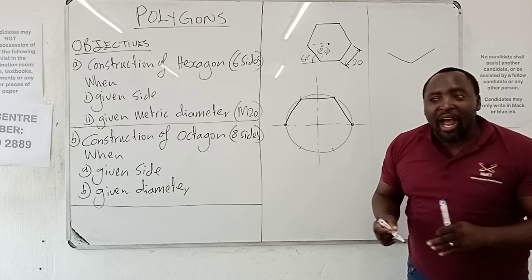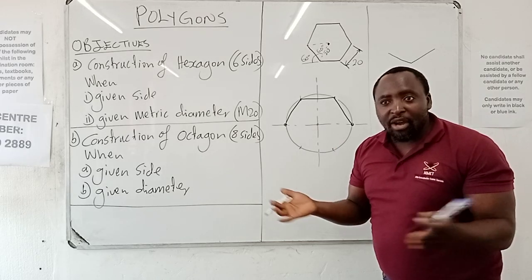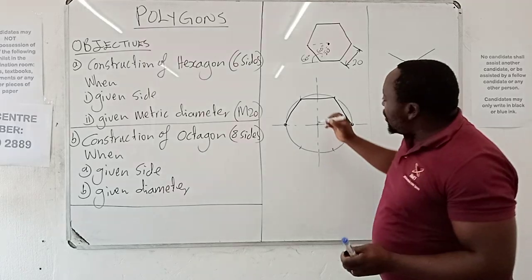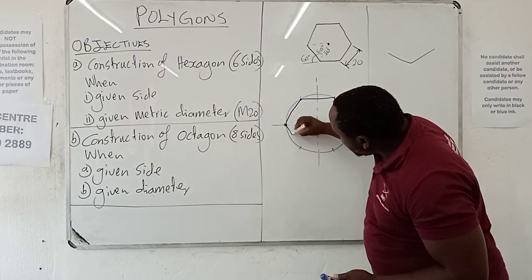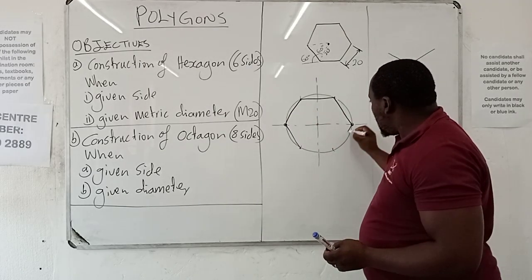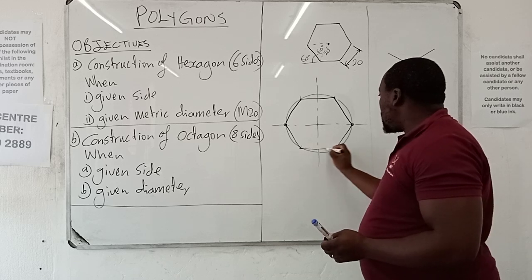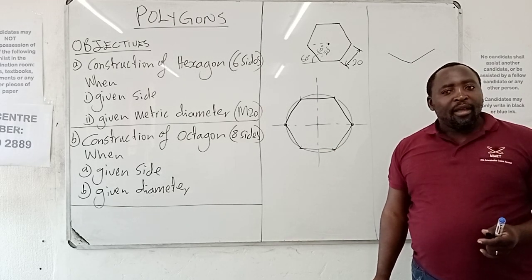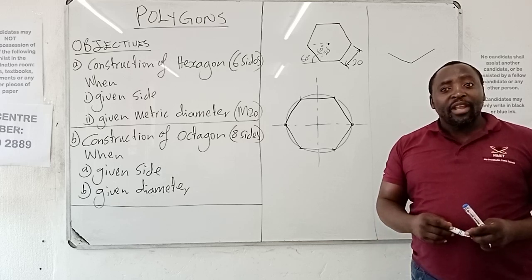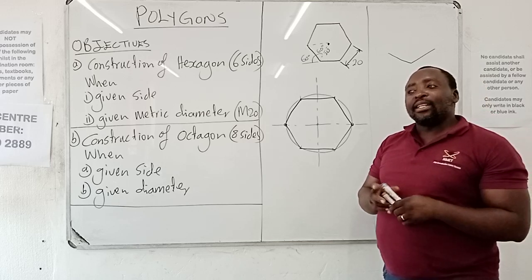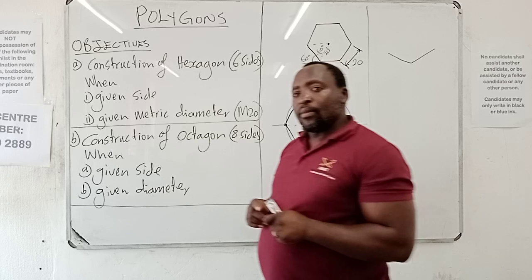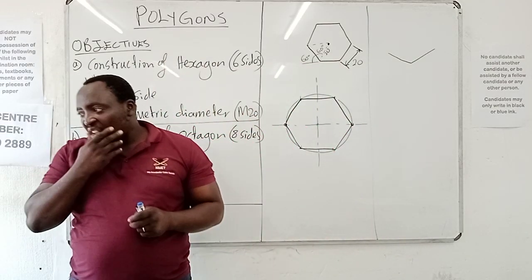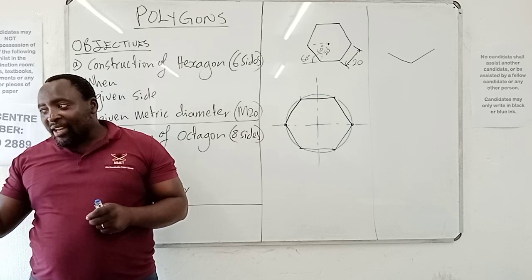Does it need you to have set squares? No. Are we together? So you join these points. That is how you draw a hexagon when you are given the side. Is that clear? So, sir, if it says M20, it means the... I'm not yet there.